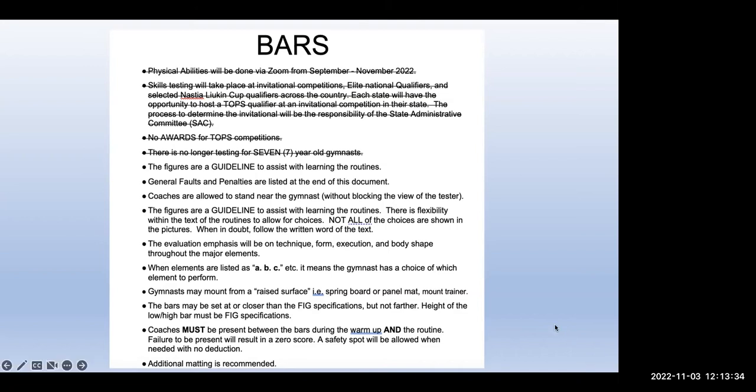But an interesting thing that is different is the IEC has voted that the coaches must be present between the bars during the warm-ups and during the routine. So we want to make sure that the coaches are there to keep the athletes safe. Remember, these 8-year-olds are very young children and the bars are pretty far apart.